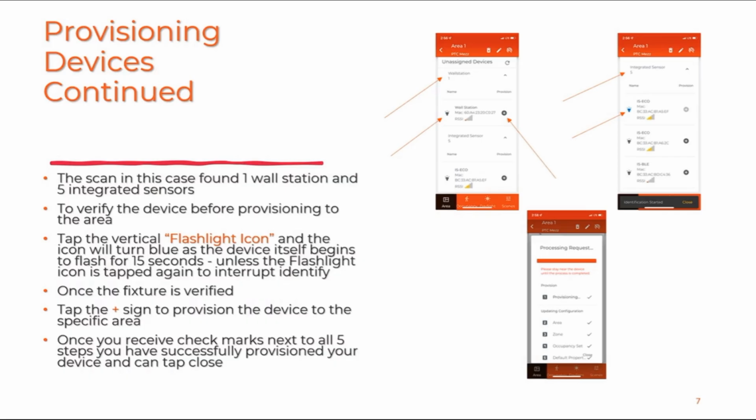The next screen will show our request is being processed, and once we receive check marks next to the configurations, select Close, and your device has now been provisioned.